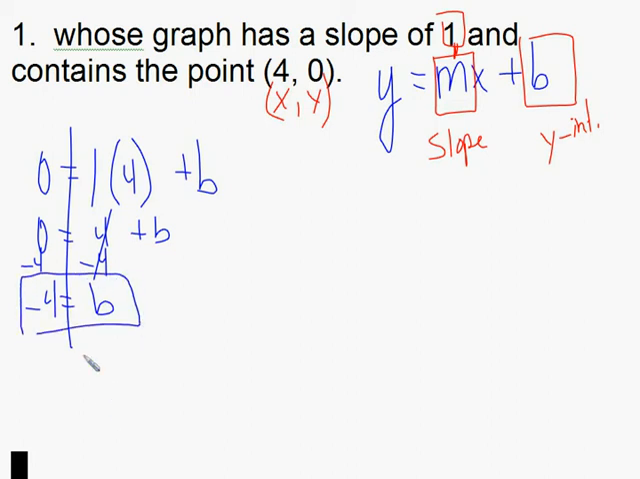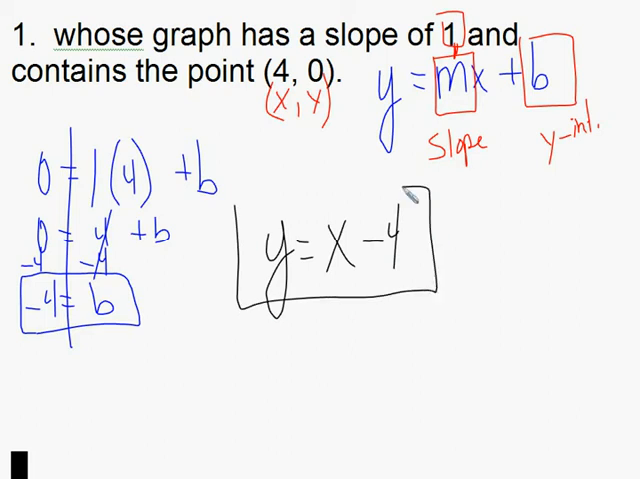So I've now solved for b, the y-intercept, and I can now write my equation. y equals 1x, or simply x minus 4. And that's the equation of my line that has a slope of 1 and passes through the point 4, 0.